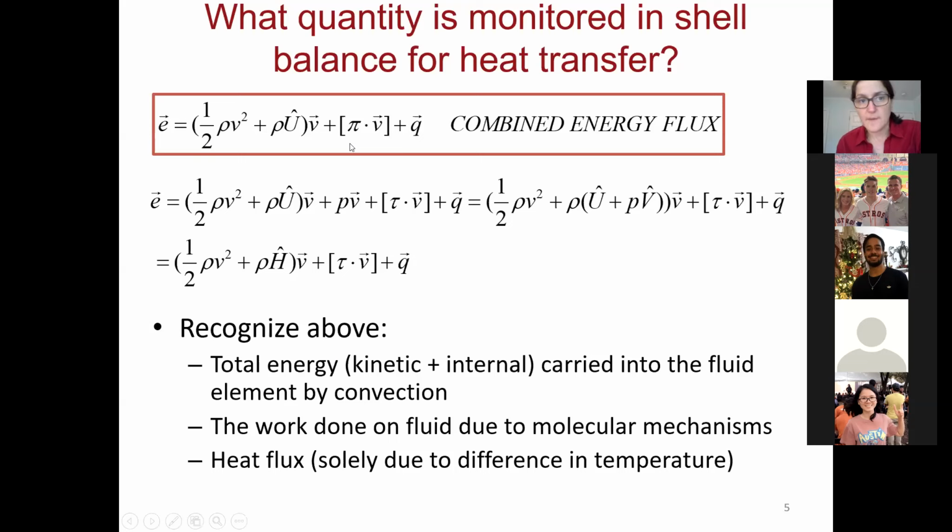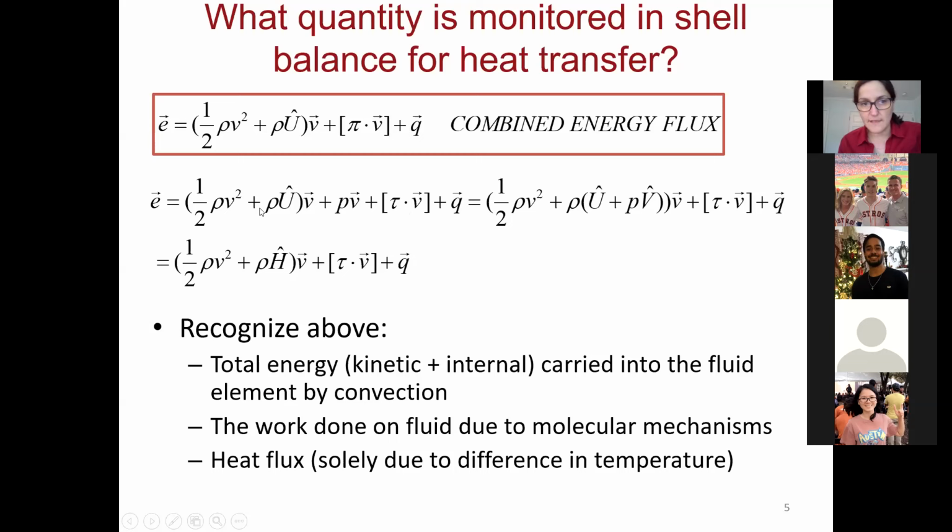If you remember, we had that large tensor that had both the pressure times identity matrix plus shear stresses. That was my vector P dot V. So this is the work of molecular forces. So that is my combined energy flux. And that's what makes computing these problems a little more complex, because I have to couple what happens with the flow as well, so both momentum and heat transfer.